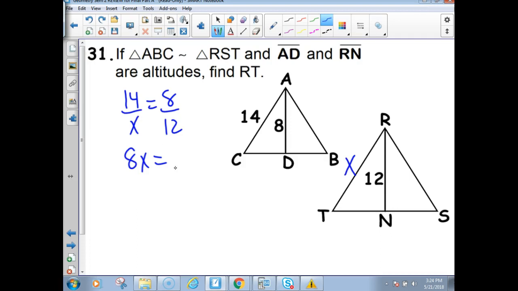I just didn't feel like doing that multiplication. Did anybody write that number down? What 14 times 12 is? 168, and then divide by 8. All right, that's where the 21 comes from. And again, you could just do it all at once and skip writing this step.